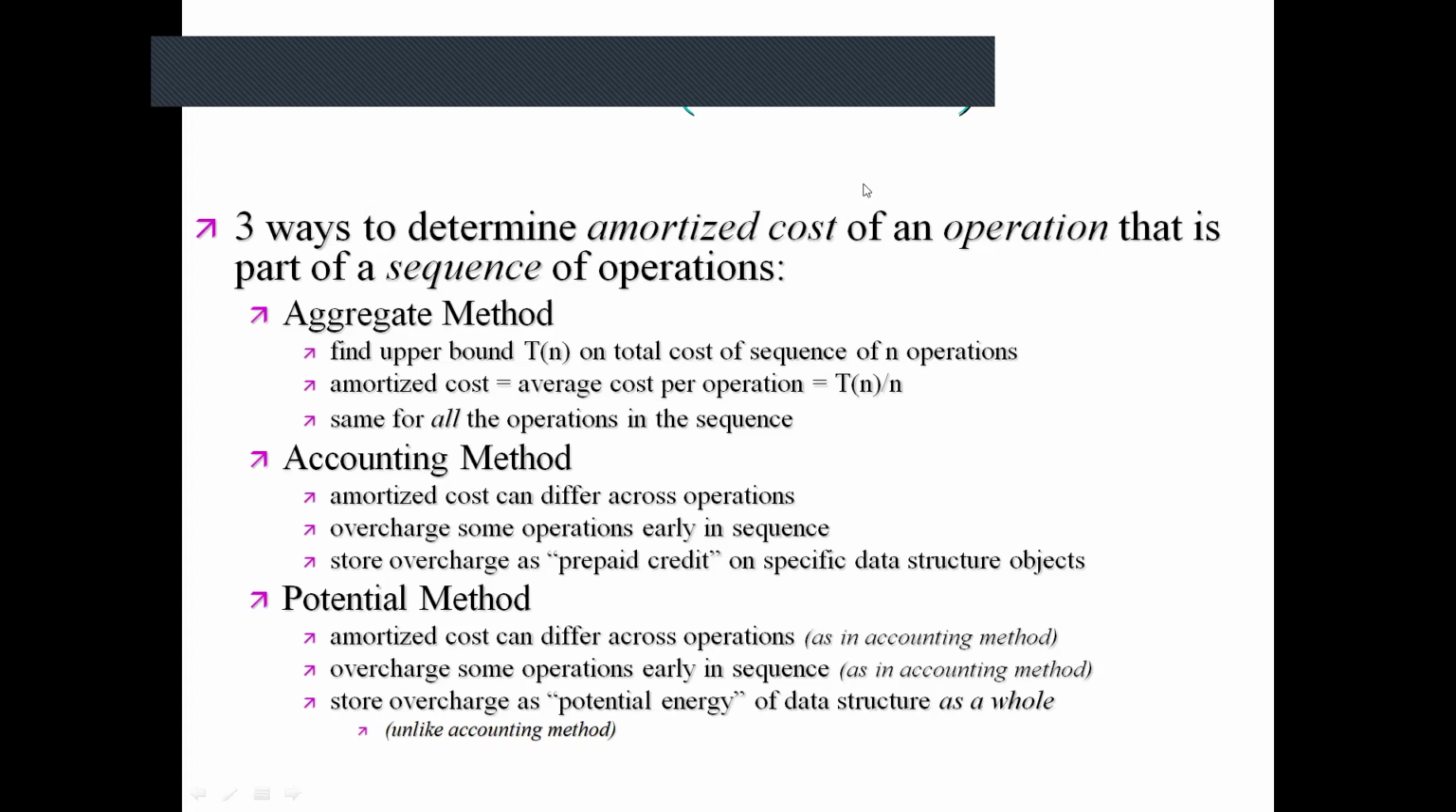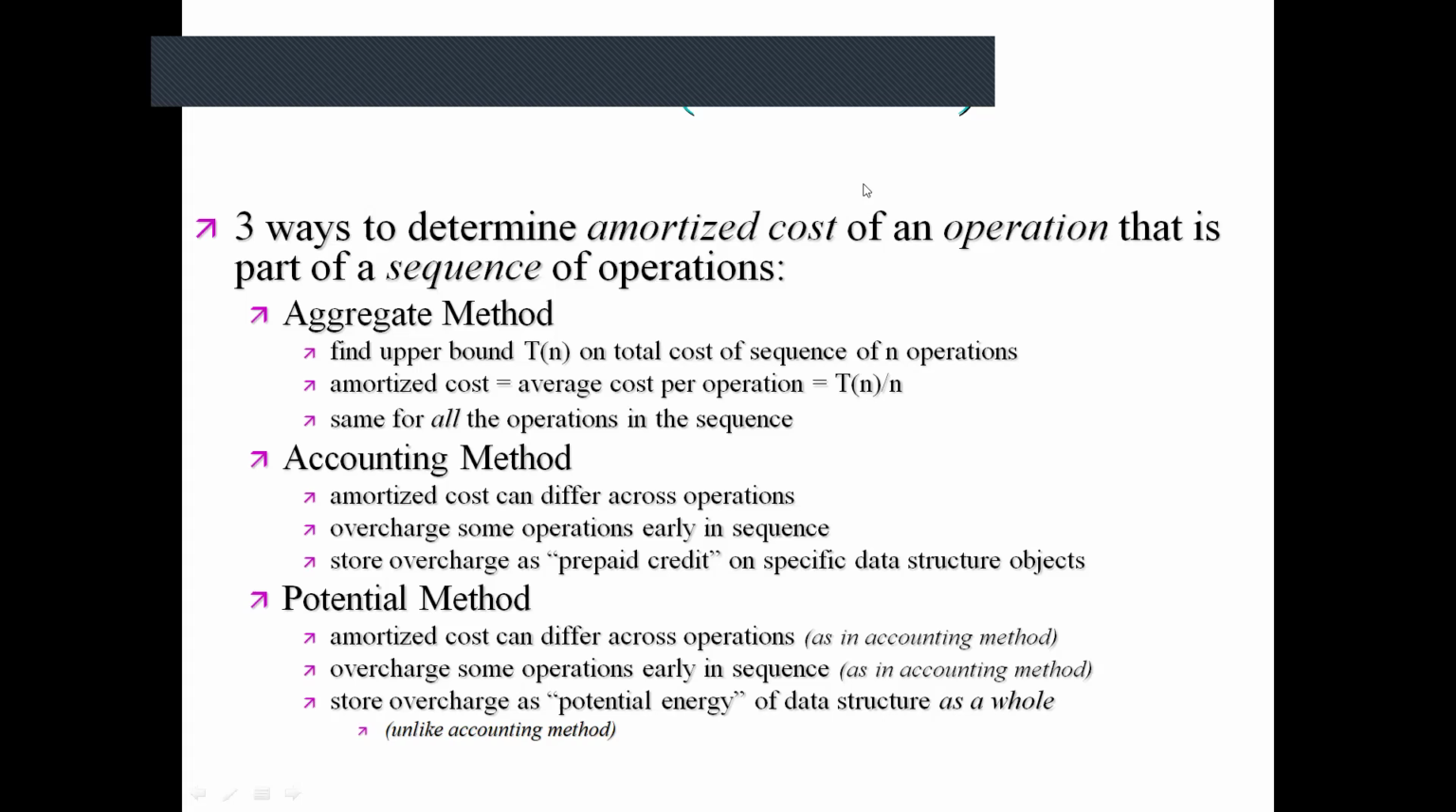So the time required to perform a sequence of data structure operations can be averaged over all the operations that are performed. It is basically to show that the average cost will be smaller if we have a sequence of operations, even though the single operation might be very costly, like I said before. The three methods are aggregate analysis, accounting method, and potential method. You can see the summary given here. We find an upper bound for the total cost of a sequence of n operations. The amortized cost is basically the average cost per operation.